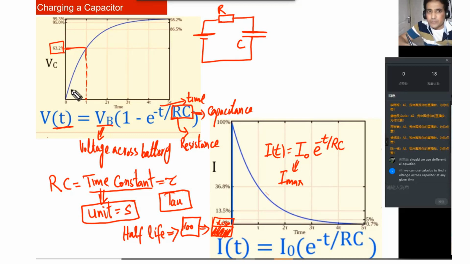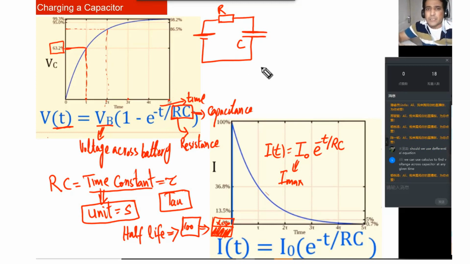63.2% of final value. And in the next time constant, again it will charge 63.2% of the remaining. So again and again, in the next one, it will continue this way. Every time it will charge 63.2% of the remaining value. So you see, after 5 tau is a very important number.